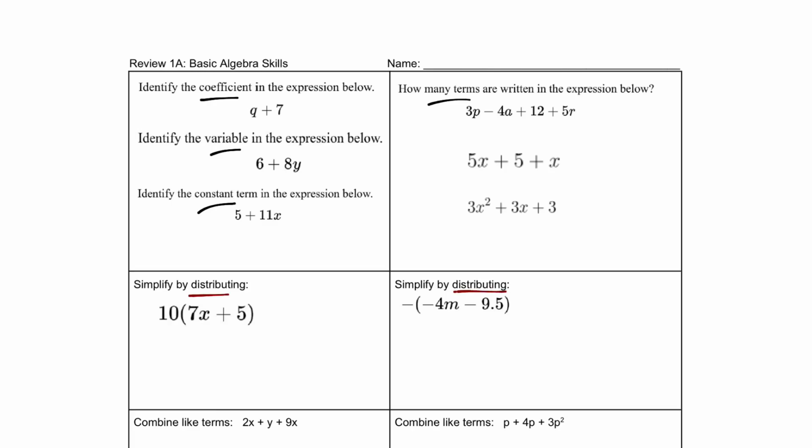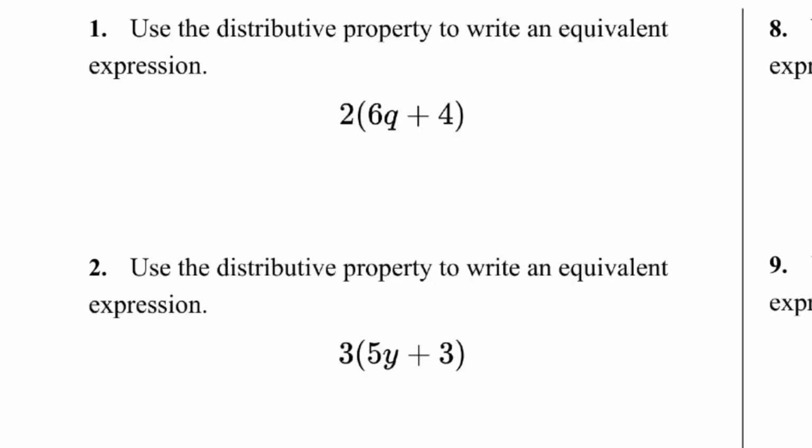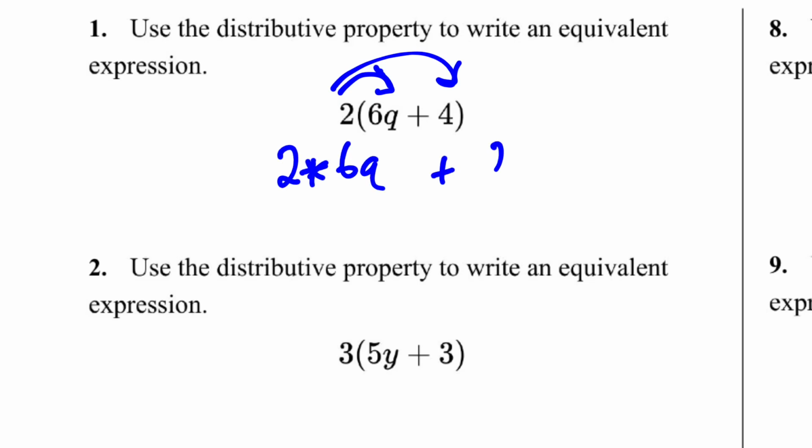Back to our review page, the next type of problem we'll look at are those that we simplify by distributing. On the most basic level, when there's parentheses, that implies multiplication. That means we take the outside term and multiply it by each term on the inside. So this is like 2 multiplied by 6q, and this is like 2 multiplied by 4.